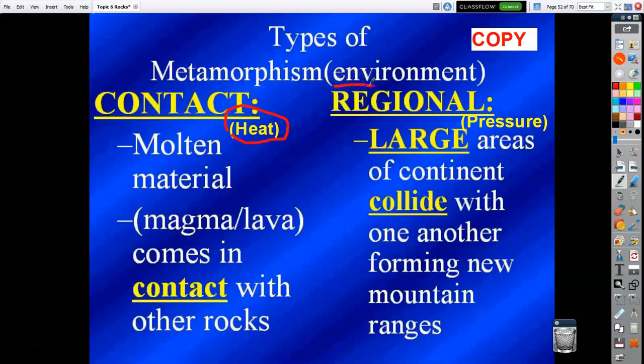That is called its environment of formation. How did it form? The rock had to get touched by magma or lava to melt down. So they call that contact metamorphism.